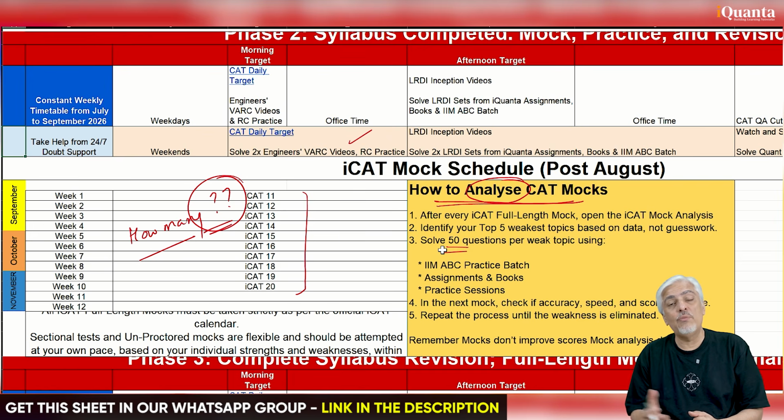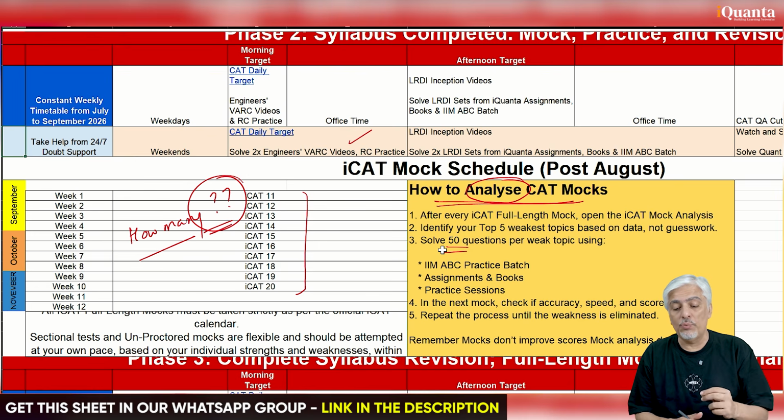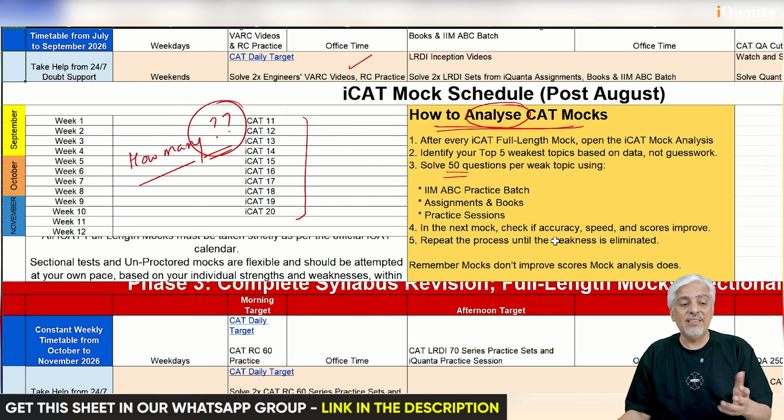Obviously, as we go ahead with mocks, I will also talk about, especially in LRDI, why selection is so important. When it comes to mocks, LRDI selection is the most important. How to select an LRDI set, how to select a Quant question, how to select an RC, all those things become very, very important. Once you do all that, in the next mock, you need to check whether those things which you worked on after 3, 4 mocks helped you in the next couple of mocks.